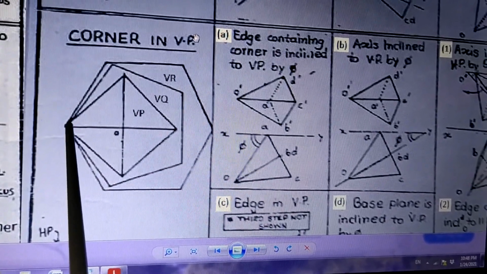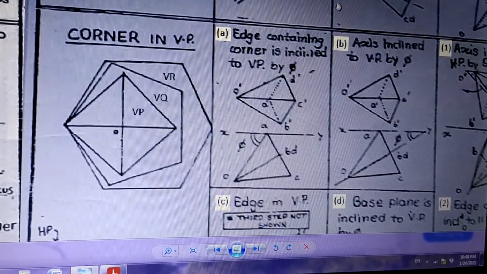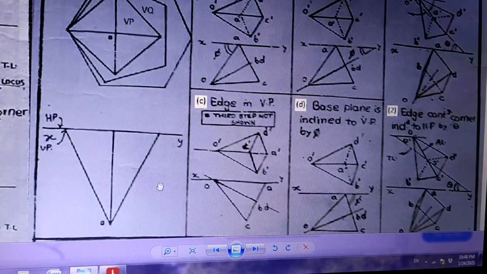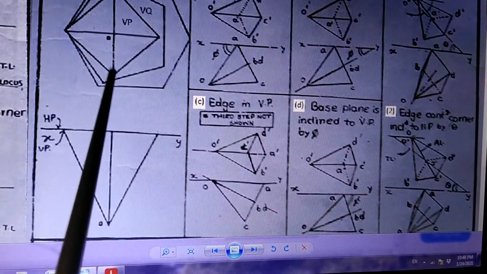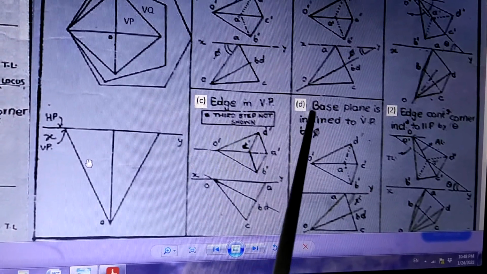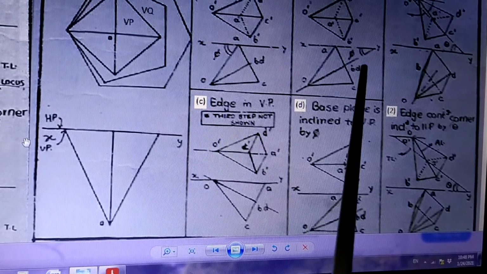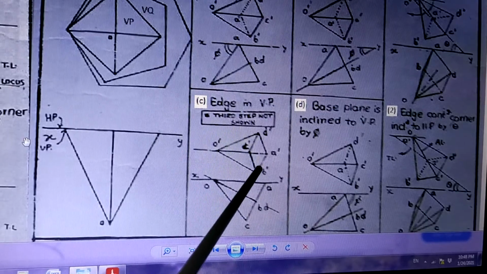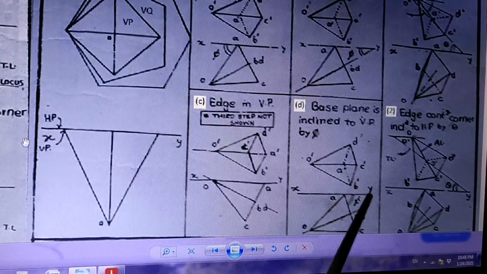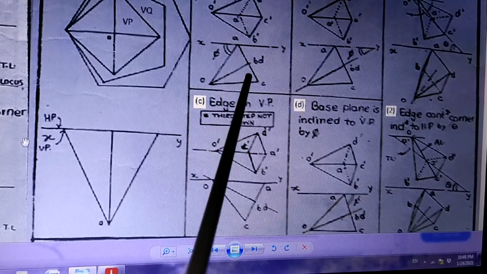So when the corner is resting in VP, this is the starting position. You can even see the front view and the top view. Front view here, top view here. Starting position, and then the four possibilities of inclination. Four ways it is written: by edge, by axis, by completely resting in the VP, and by the inclination of the base. Any of the four ways is described like this as the inclination.